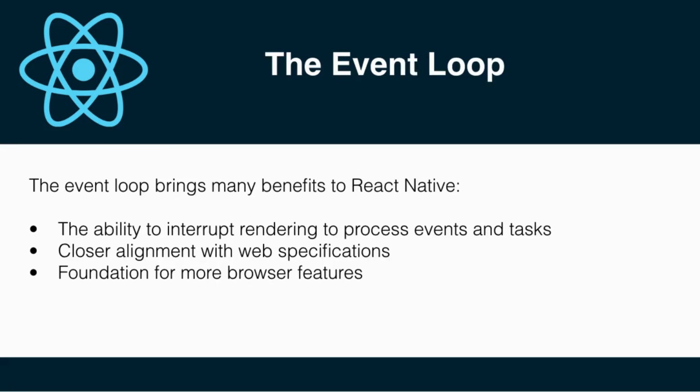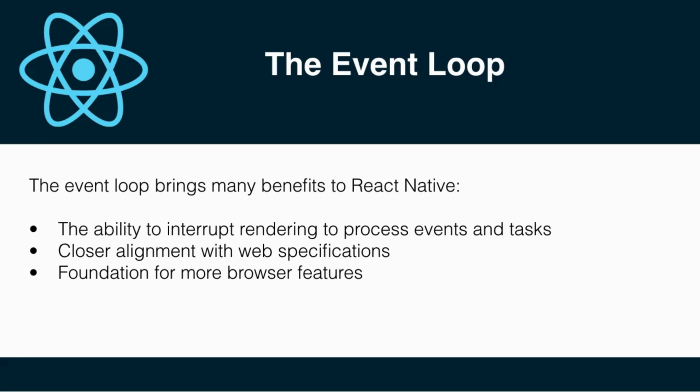The event loop. The new architecture implements a well-defined event loop processing model. Implementing a well-defined event loop closes gaps between React DOM and React Native. The behavior of a React Native application is now closer to the behavior of a React DOM application, making it easier to learn once and write anywhere.